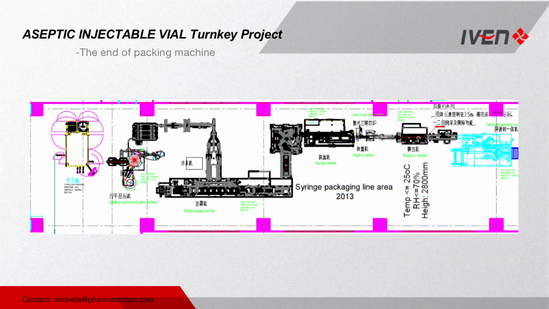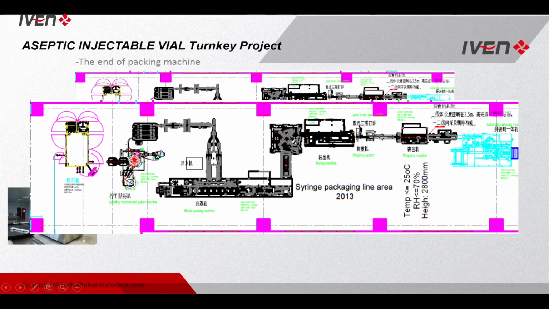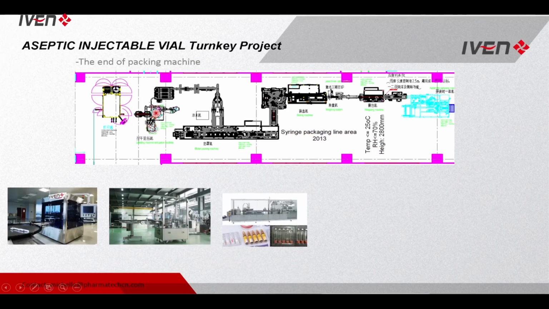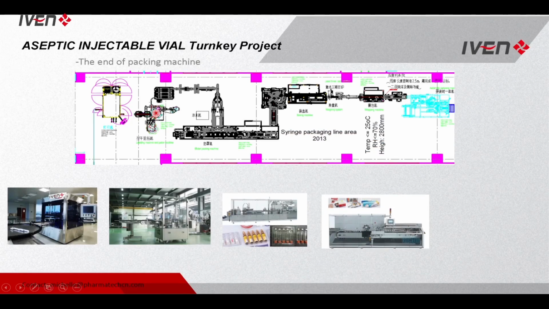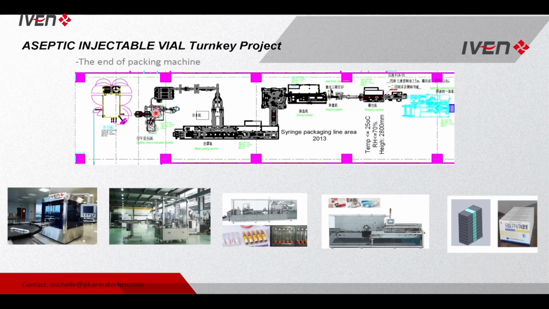Here I would like to share the packing system. For the end of line packing, we have different solutions. Whether you prefer semi-automatic or fully automatic, we can give you a customized solution. For the full automatic process, you start from the automatic vial inspection, labeling machine, blister packing machine, boxing machine, and also the cartoning machine. Also we can design for the palletizing and automatic warehouse.